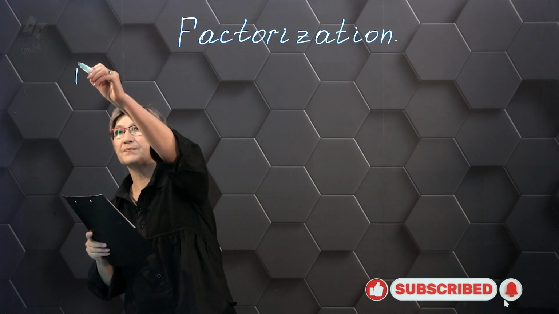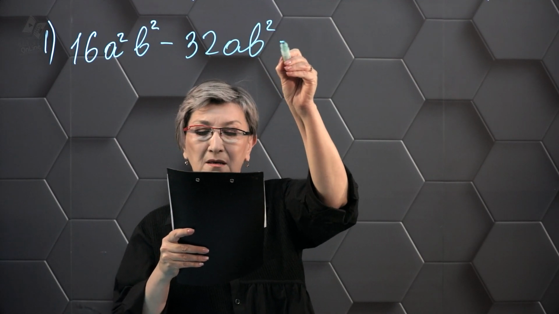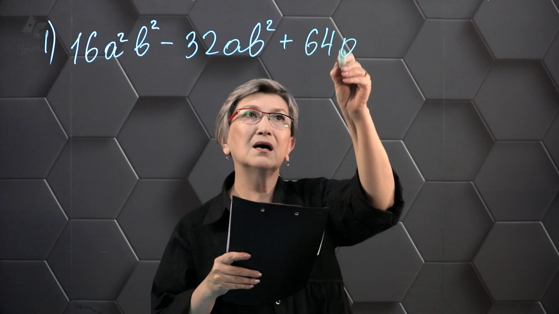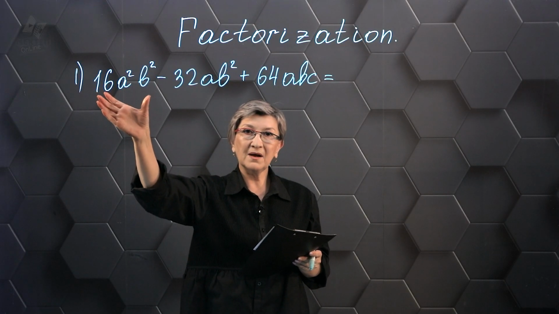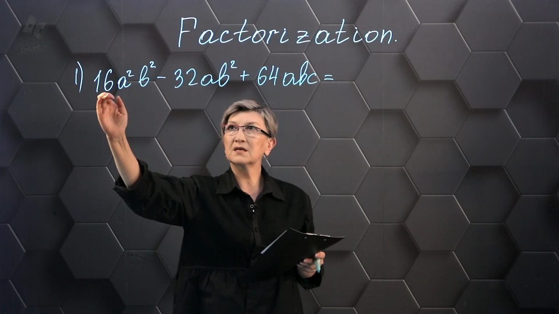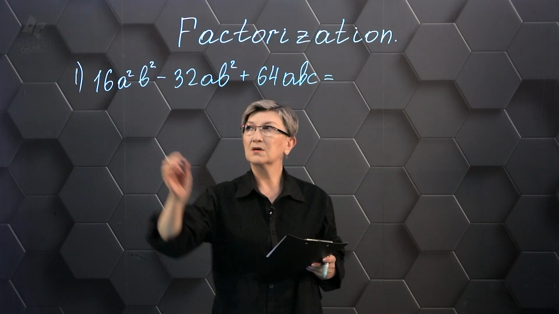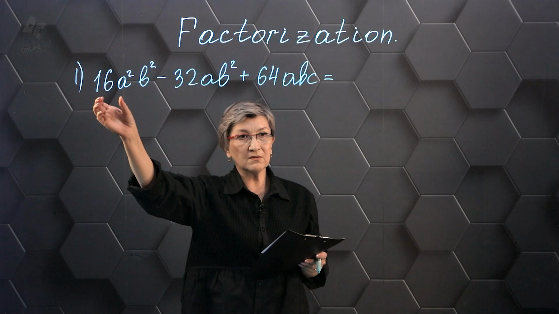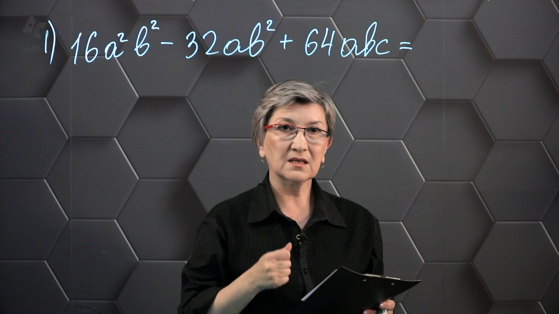Let's recall the rule. The following example is 16a squared b squared minus 32ab squared plus 64abc squared. For starters, I want to focus on the coefficients. You often ask this question: 16 is 8 times 2, it's 4 times 4. How should I write this coefficient?